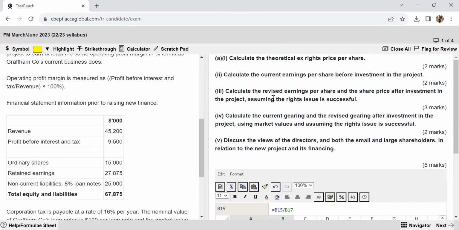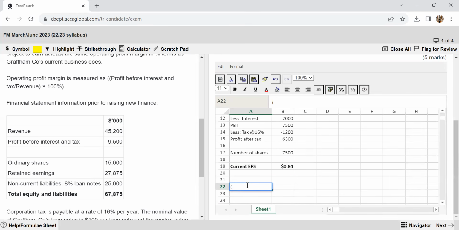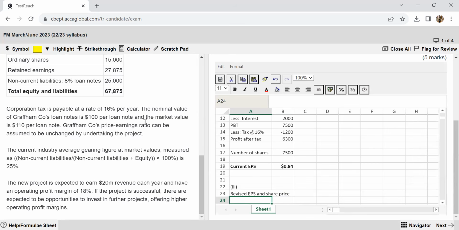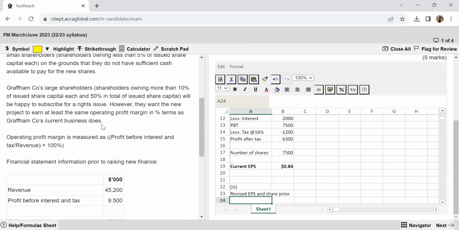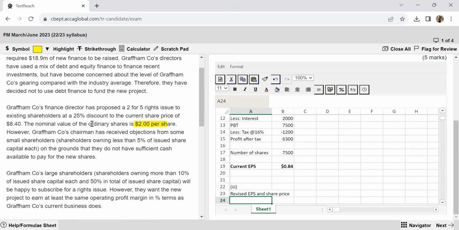Now the third part that we have to do is to find the revised EPS and the share price after investment in the project, assuming that the rights issue is successful. So I can put over here that this is the solution to my third part. Let's have a look at what will happen if we put our money in this project. It is mentioned that we require 18.9 million of finance to be raised, and how much is our profit going to be?